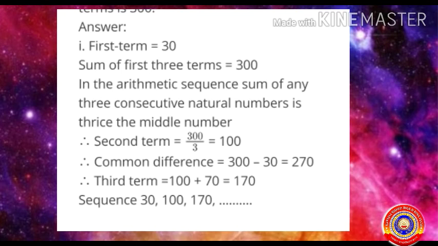First term is given as 30. As we all know, the sum of first 3 terms is equal to 3 times the middle term. So we can write second term equal to 300 by 3, which is 100. Next we have to find the common difference. Second term minus first term, 100 minus 30 equal to 70. Using the second term and common difference, we find the third term, and it is equal to 170. So the sequence is 30, 100, 170.